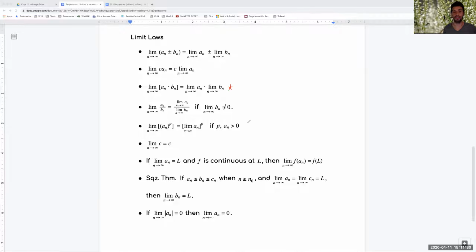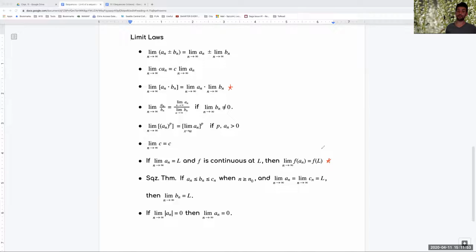Right, with this little condition here that both of these are positive. The limit of a constant is just a constant, nothing very big there. I want to do an example of this one because it's a little more confusing. If the limit as n goes to infinity of a sub n is equal to L, and f is continuous at L, then the limit as n goes to infinity of f of a sub n is f of L.